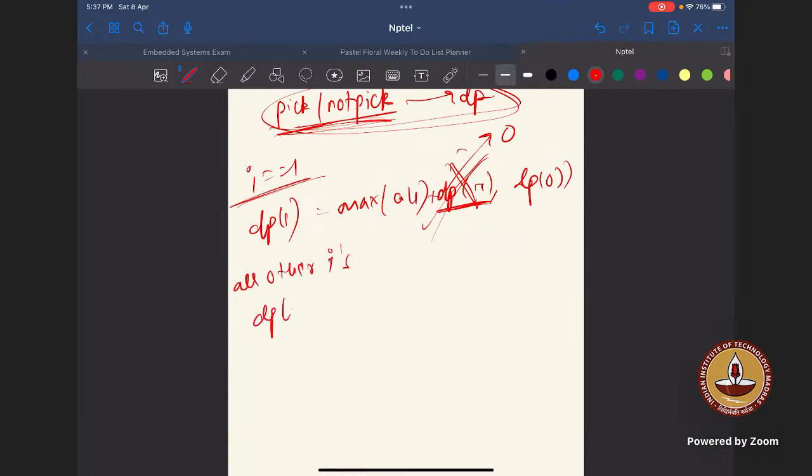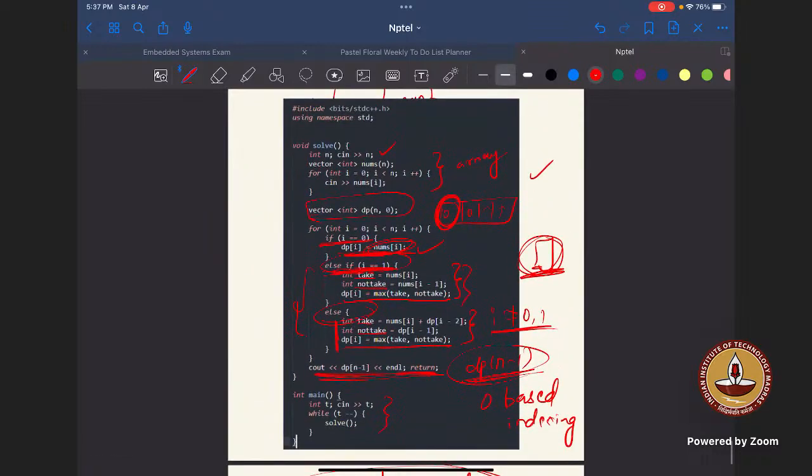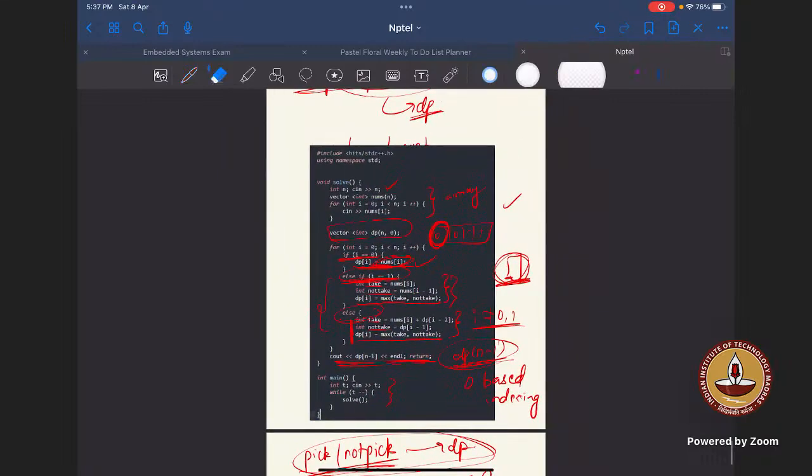Because for all other i's, i greater than or equal to 2, it is the maximum of A of i plus DP of i minus 2, comma DP of i minus 1. This DP of i minus 2 will be greater than or equal to 0. This is a valid index. But for i equal to 1, i minus 2 is equal to minus 1, which is not a valid index. That is why we are treating it separately. Okay, so I think the algorithm should be clear.